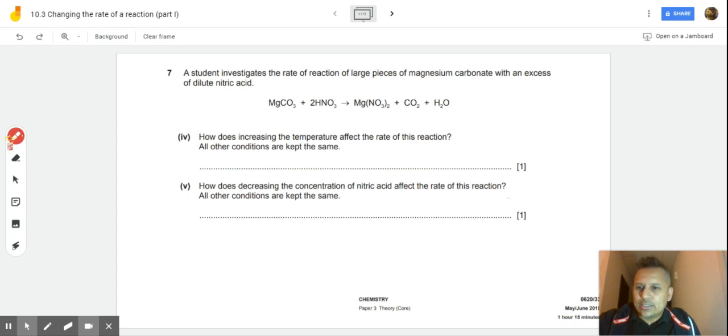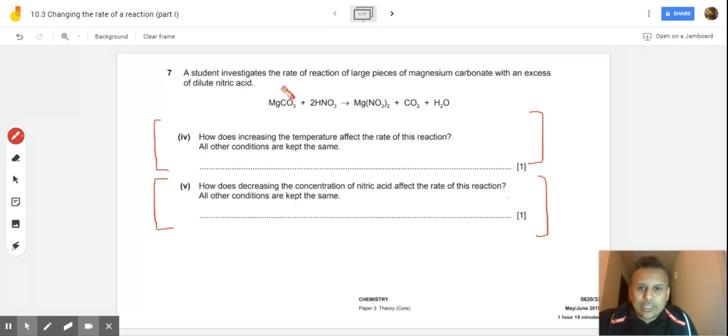Hi Year 9s, this is your guidance video for section 10.3, changing the rate of a reaction, part 1. This is week 12's work, and by the end of this lesson you'll be able to tackle questions like this question that appeared in June 2019.